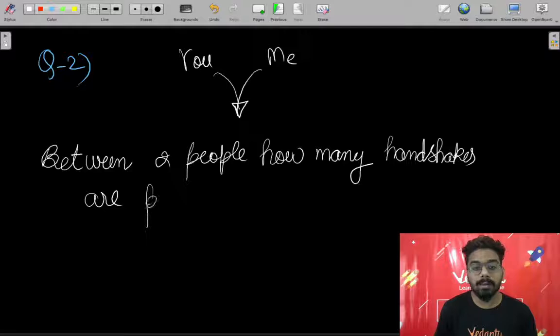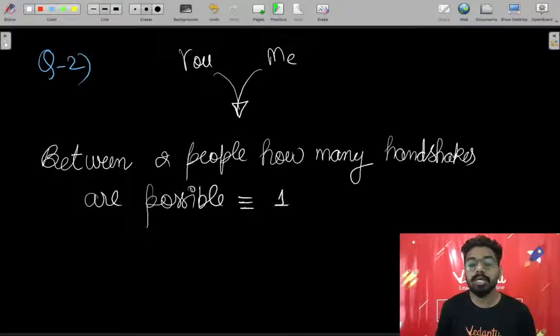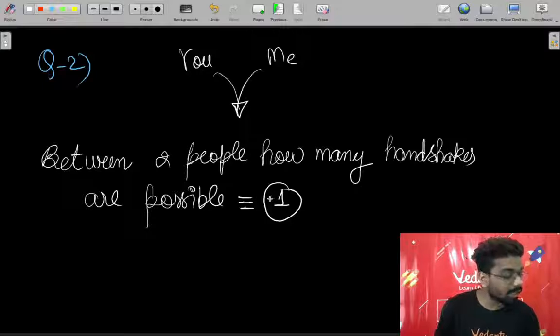Yes, are possible. It is equals to just 1. केवल एक ही पॉसिबल हैंडशेक है.